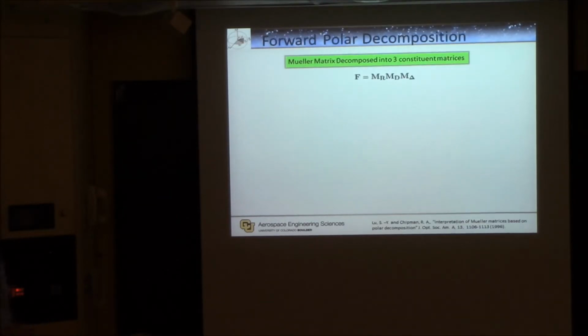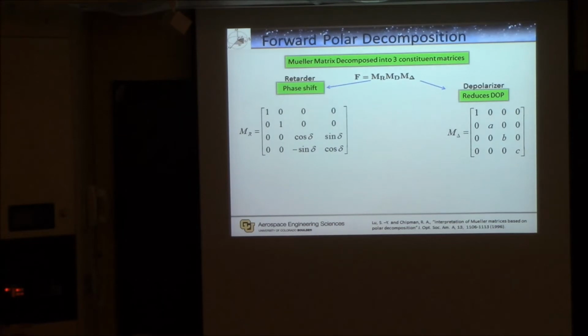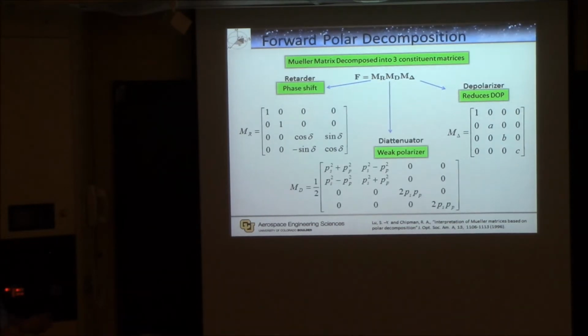And one way we're going to analyze this is by using forward polar decomposition that has been described by Liu and Chipman. In that case, we break down the Mueller matrix F that we had before into three constituent matrices. One we describe as being a depolarizer, one being a retarder, and the other being a diattenuator. And so basically depolarization reduces the degree of polarization and has a Mueller matrix that looks like this. If these were all zeros, then that would be a completely depolarized signal.